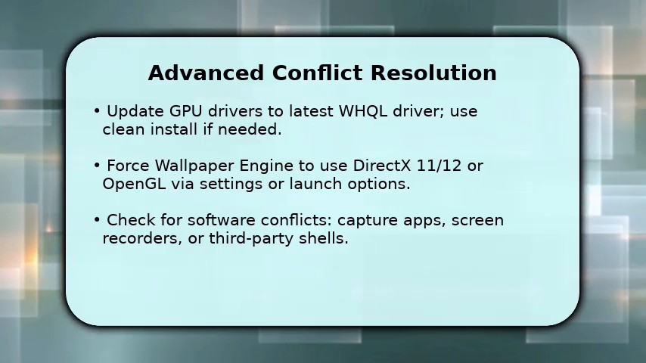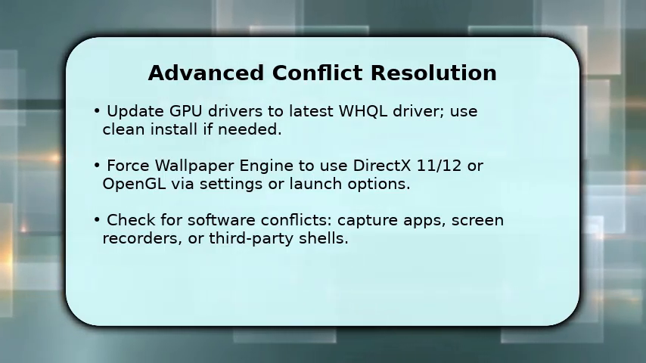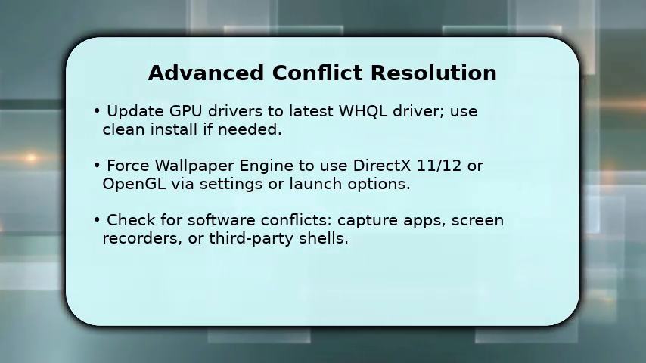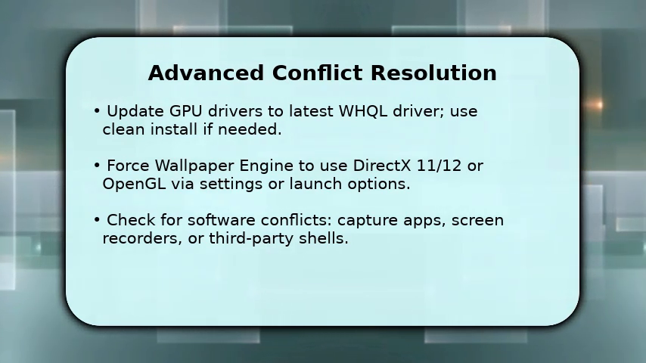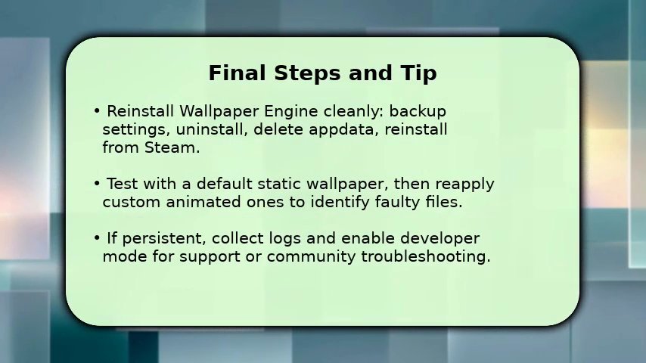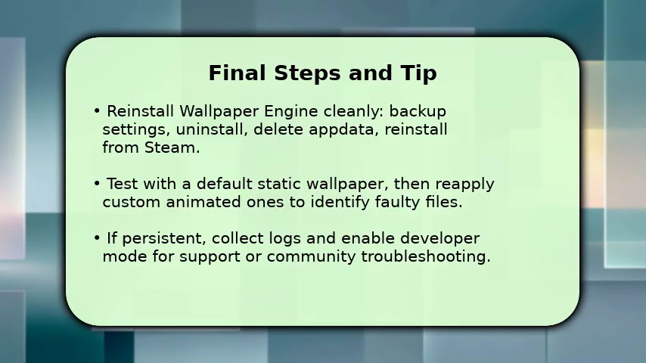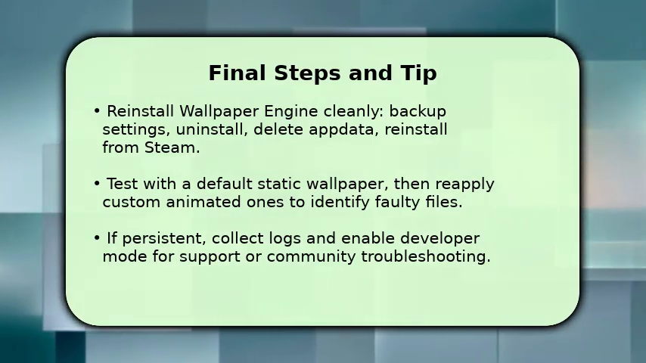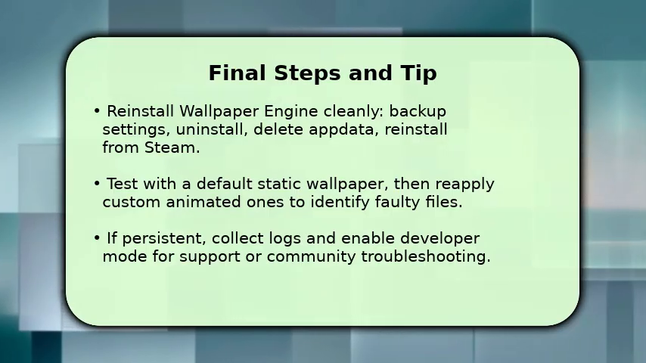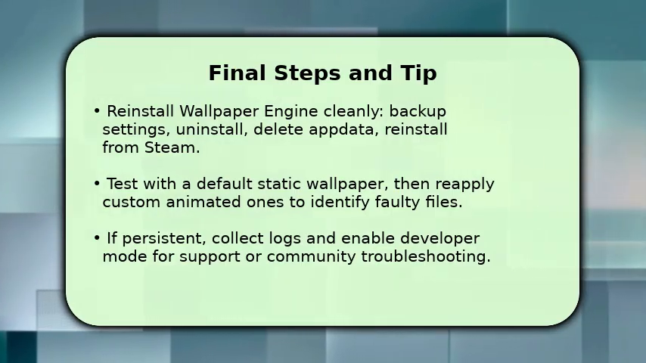Next, inspect running apps like capture tools, screen recorders, or custom shells which inject DLLs. Close them or remove their auto start to isolate the problem. You finish by reinstalling Wallpaper Engine cleanly if earlier steps failed. Backup settings, uninstall, delete the app data folder, and reinstall from Steam to clear persistent config corruption.